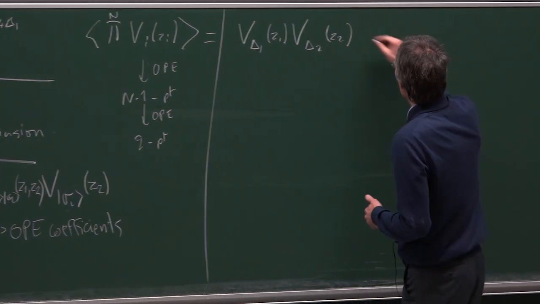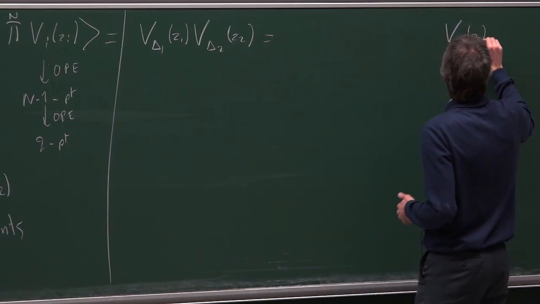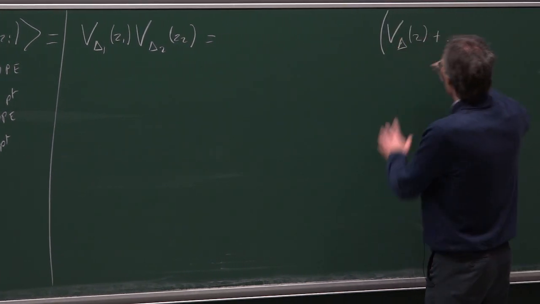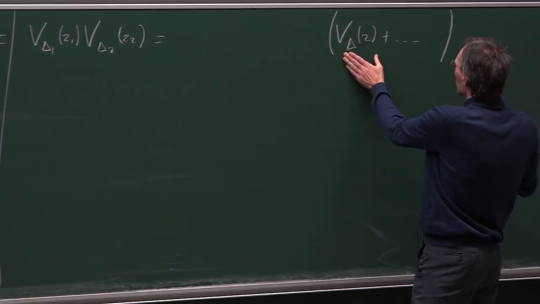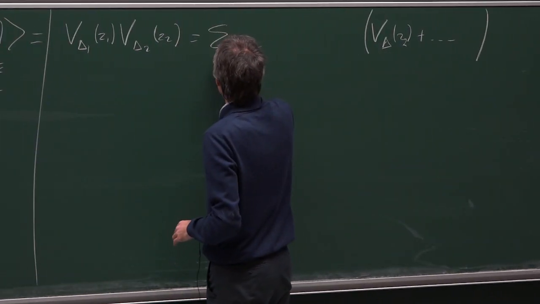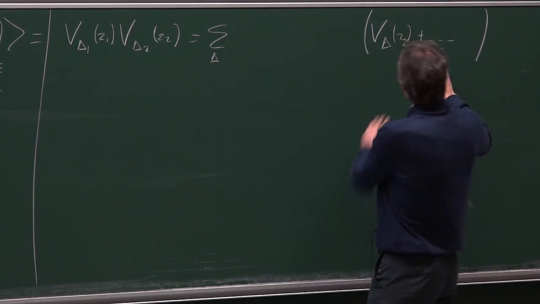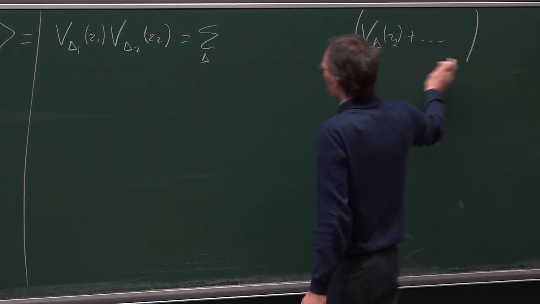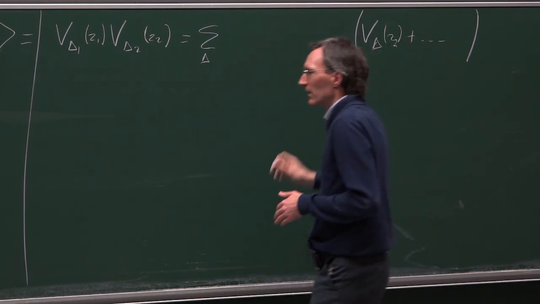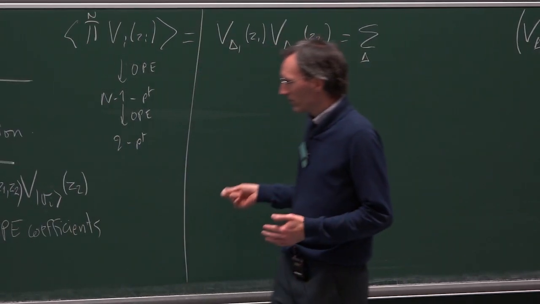So let's nevertheless assume that on the right-hand side I have primary fields and some descendant fields. So I'm grouping fields by some primary and some descendants. So of course I will have a sum over delta, a sum over different possible primaries. The sum of the descendants is written here with these dots. And then I will get some coefficients.